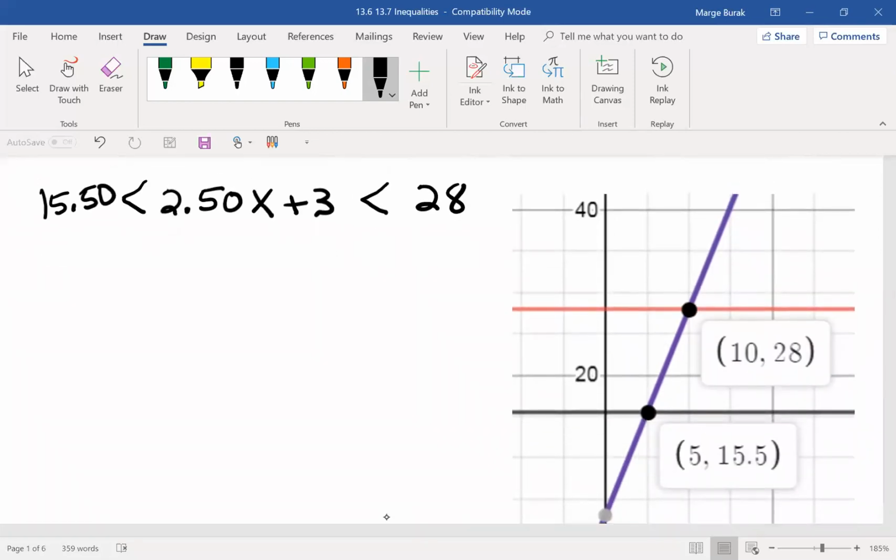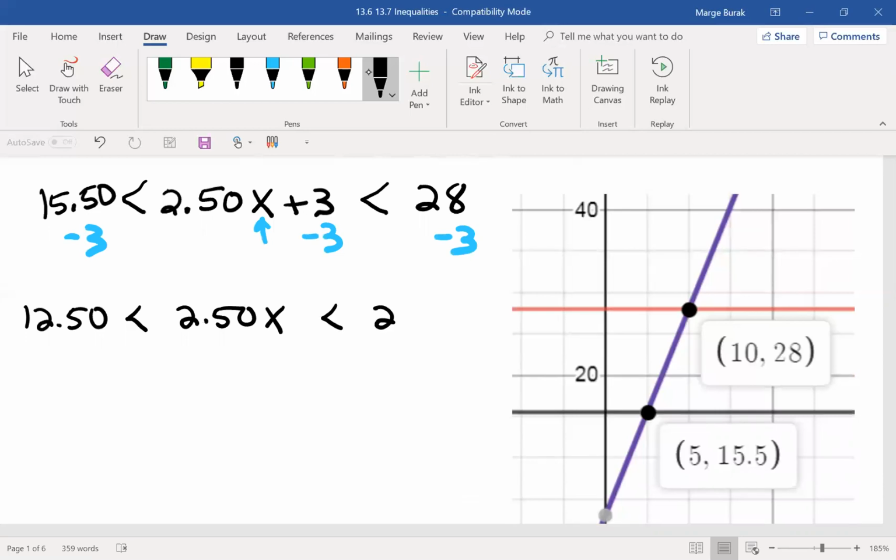So what I'm going to do is I want to get the x by itself. So I'm going to minus 3 from all 3 pieces. This is called a 3-piece inequality. And I'll get 12.50 is less than 2.50x is less than 25.